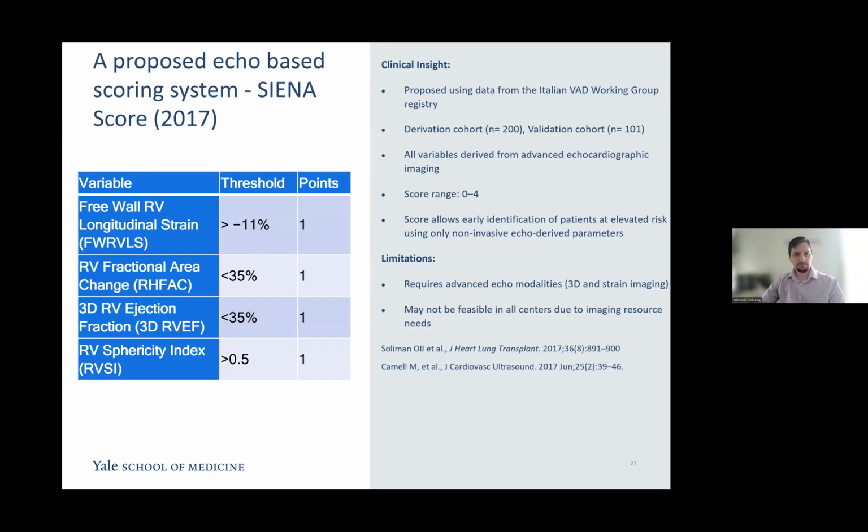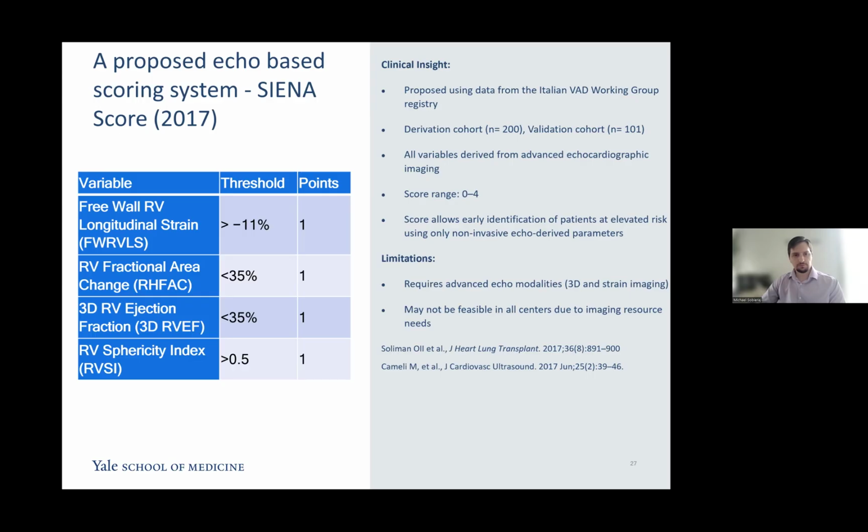This one I included because, in spite of it not gaining traction, it had a lot of things that I think are missing, that could hopefully open up more opportunity to better predict who may fail in the future. They proposed this Sienna score looking at just echocardiographic criteria, and they selected the ones that, with smaller studies, had the best fidelity and best area under the curve for correctly predicting post-LVAD RV failure.